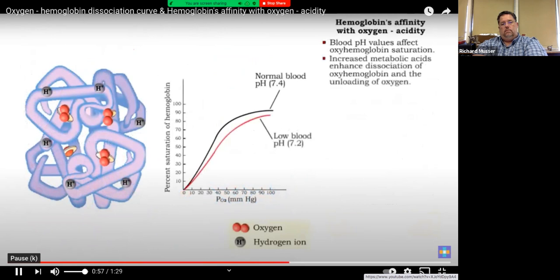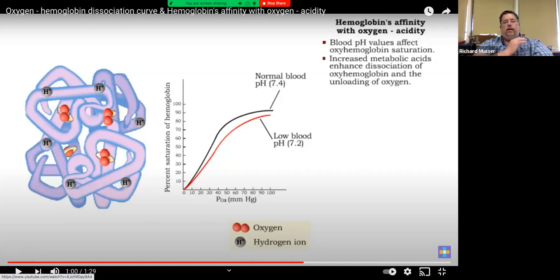Increased metabolic acids, like lactic acid and carbonic acid. Remember, when you exercise, you're going to build up lactic acid from exercising intensely. That'll actually cause the oxygen to be released from the hemoglobin at a higher rate. And again, we call this the Bohr effect. And so here you can see hydrogen ions, because remember, the more hydrogen ions you have, that's when you lower pH, right?